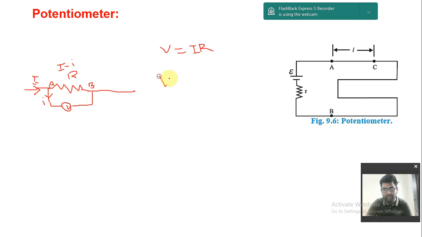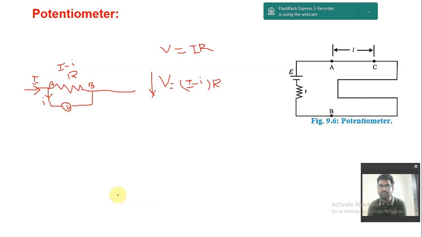So now what will be the voltage across the resistance? I minus i into R. So it is not absolutely correct, because the actual voltage, if there was no voltmeter, would be IR, but I want to find the voltage, so I connect the voltmeter. Now when I connect the voltmeter, the actual voltage is decreased by small i into R.